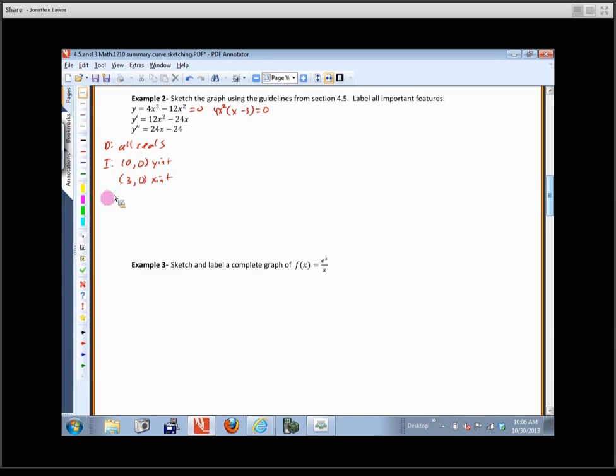Symmetry. So let's check symmetry. If you plug in a negative x and then simplify the result, we want to see if this is basically odd or even. So this is going to be negative 4x to the third, and this is going to be minus 12x squared. So we compare this to the original one. If it's the exact same, it's even. If it's the exact opposite, it's odd. And if it's neither of those, then it's neither.